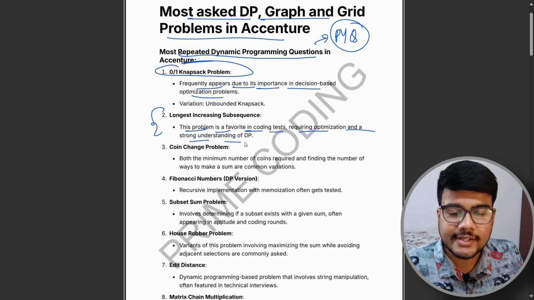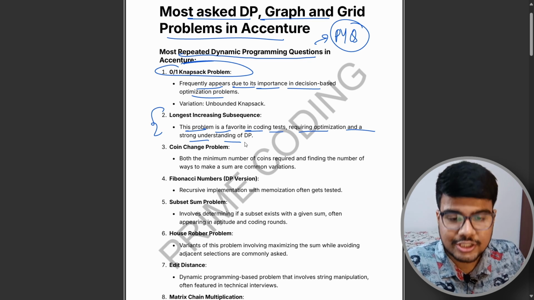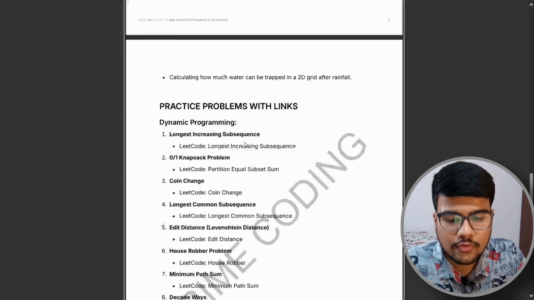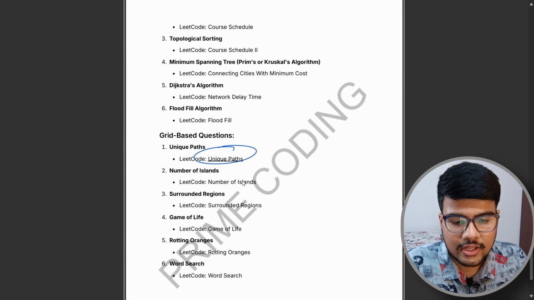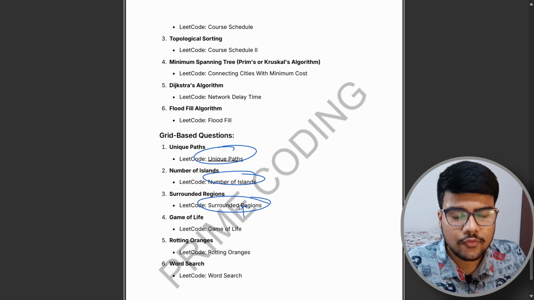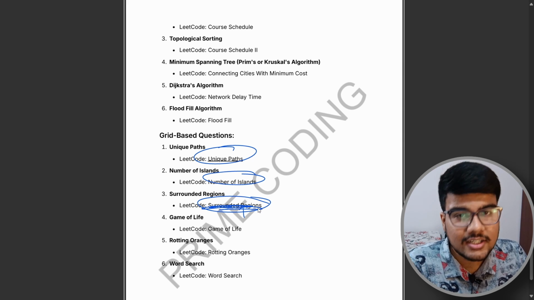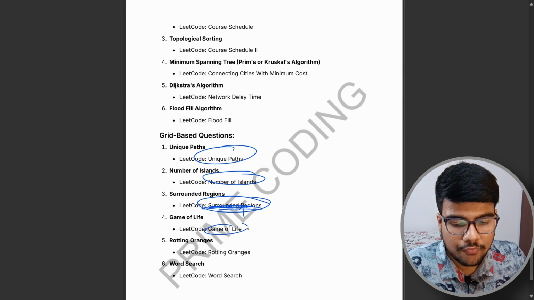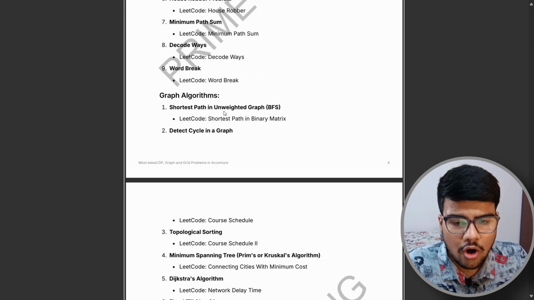Now you might say, Aditya, you're just letting us know about the pattern. What about the questions? This sheet also consists of the questions, guys. As you can see, unique paths, the link is there, then the number of islands question is there. If a link is not attached, then what you can do is just copy this word and paste it on Google. You will get the direct question links. Okay, game of life, rotting oranges, word search, flood fill and much more. You can get a number of things here.